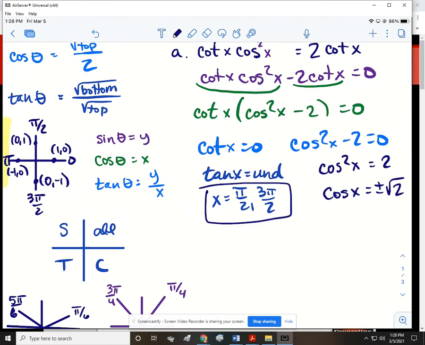Now, the square root of 2 is like 1.4 something, and we hopefully know that when you take the sine or cosine of an angle, it always gives you something between -1 and 1. So this is actually not possible, because the cosine of an angle is always between -1 and 1. So that's too big and too small. So we won't get anything from this answer. Our only two answers are pi over 2 and 3 pi over 2.